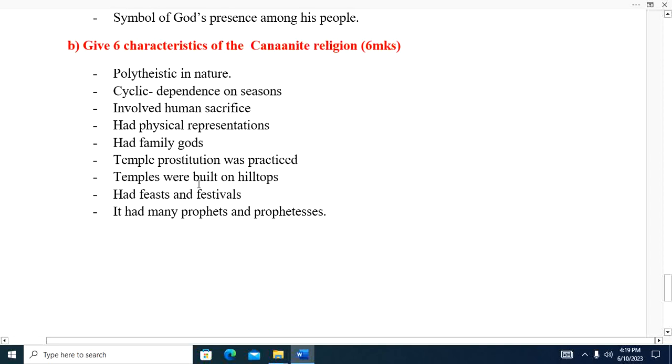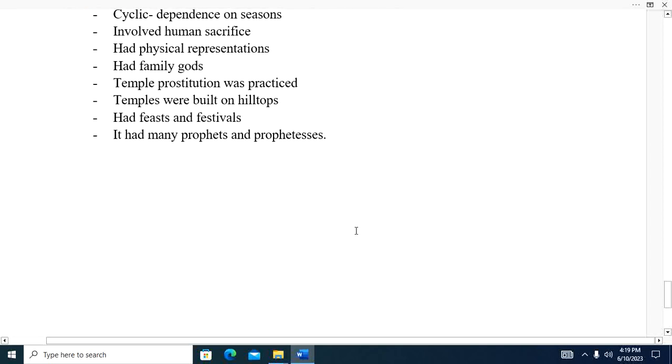Next, temples were built on hilltops. Next, feasts and festivals. Next, many prophets and prophetesses.